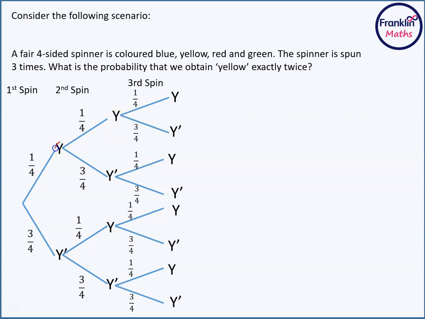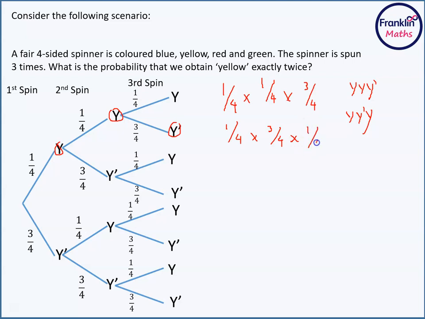Okay. So there's one way here: yellow, yellow, not yellow, which is going to be a quarter times a quarter times 3/4. I'm just going to write over at the side here what it was. Any other ways of it happening? There's one here, which is going to be yellow, not yellow, yellow. And again, we've got a quarter times 3/4 times a quarter.